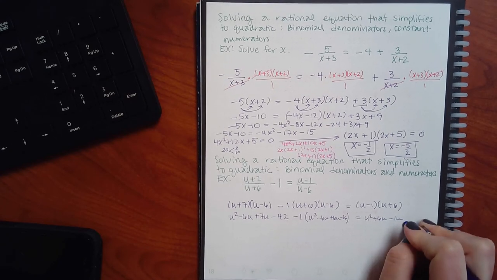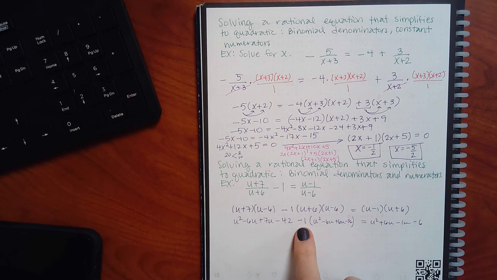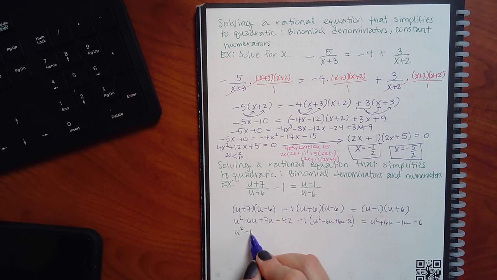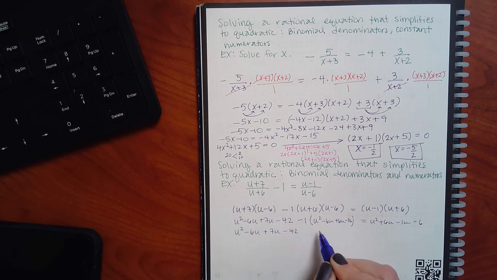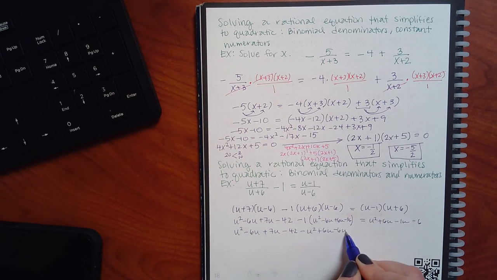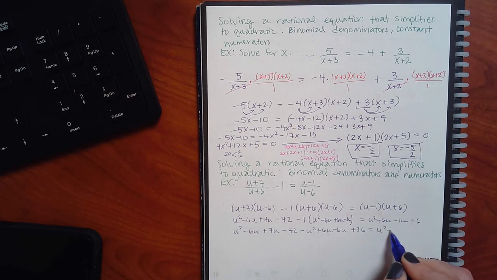Okay. Yeah, so negative 5 should be minus 6. Minus 6. There. So then I'm not done with my multiplying. Let me do that first before I start trying to combine things together. So that's going to make it negative u squared. That's going to make it positive negative 6u. And then positive. And then leave all those guys alone.